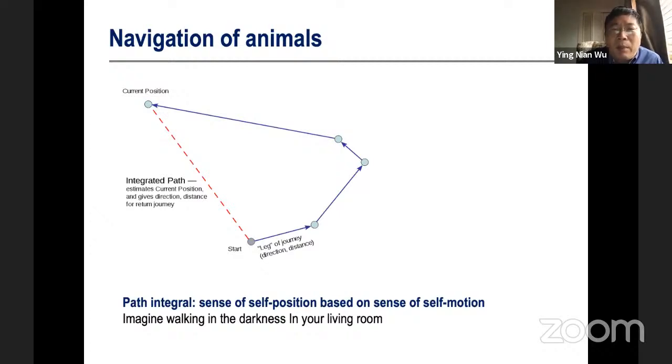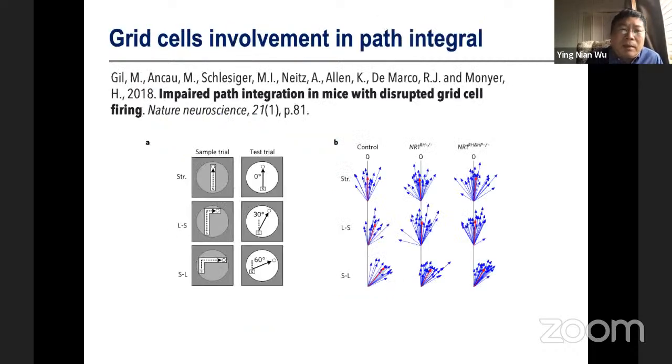And a related task is path planning. If you want to go from, say, home to a place where there may be food, you can plan a path. When there are no obstacles, you can plan a direct path. Otherwise, you can plan a path that goes around it. So this is path planning. But path integral is more basic. It is actually also the basis for path planning.